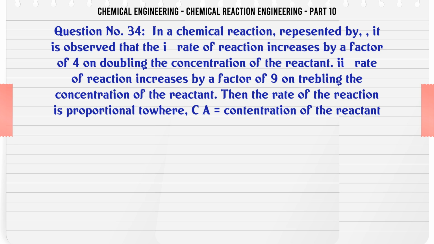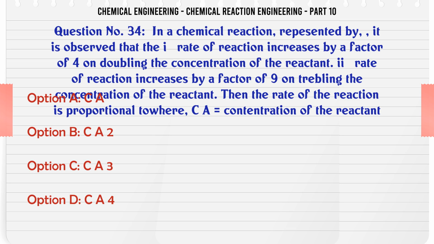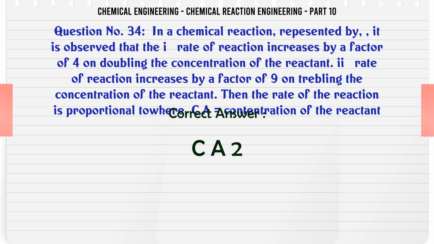In a chemical reaction, it is observed that: 1. The rate of reaction increases by a factor of 4 on doubling the concentration of the reactant. 2. The rate of reaction increases by a factor of 9 on trebling the concentration of the reactant. Then the rate of the reaction is proportional to, where Ca is the concentration of the reactant: A. Ca, B. Ca2, C. Ca3, D. Ca4. The correct answer is Ca2.